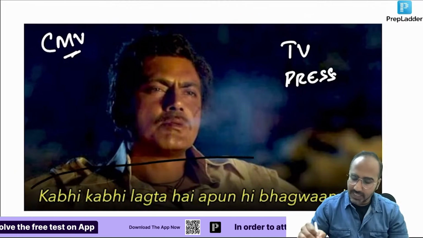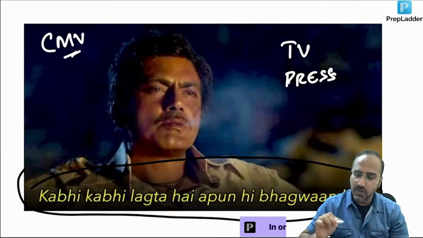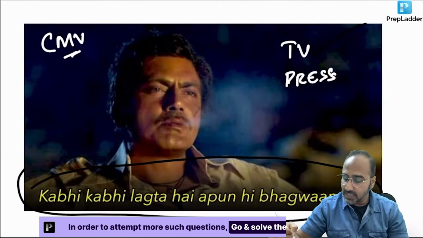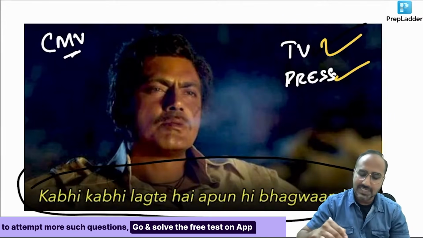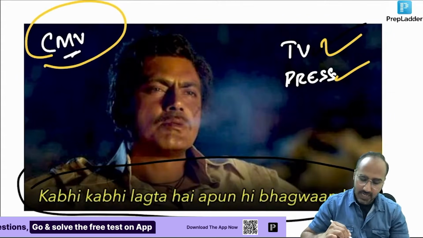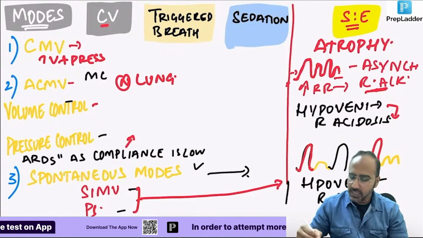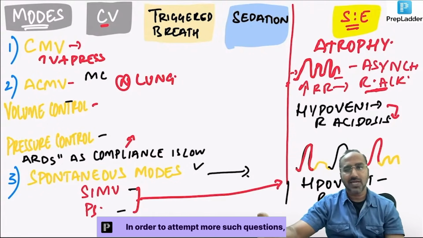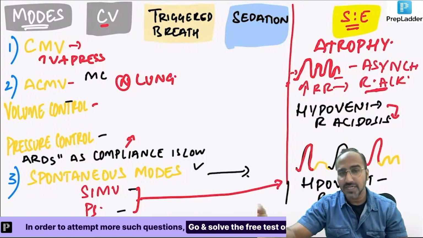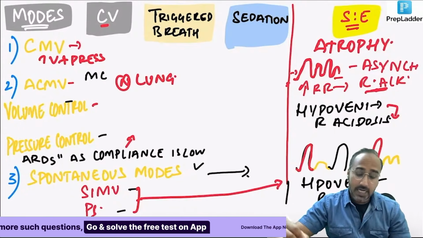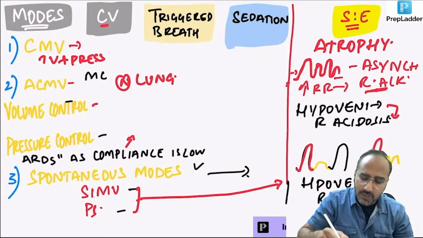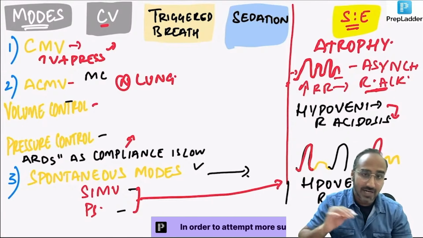That mode thinks it is God, because it is controlling the volume as well as the pressure. That mode is called CMV mode, continuous mandatory ventilation. Just a brief note regarding ventilators. Even though FMGE does not ask much, you still have to remember. In CMV mode, the control variable is tidal volume as well as pressure, under control of the ventilator.